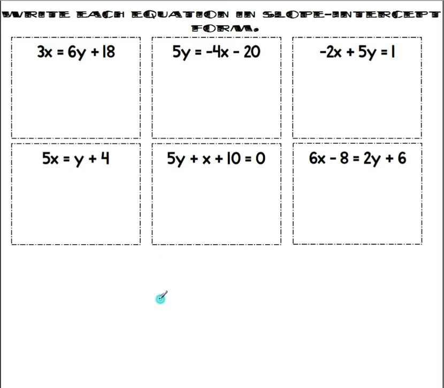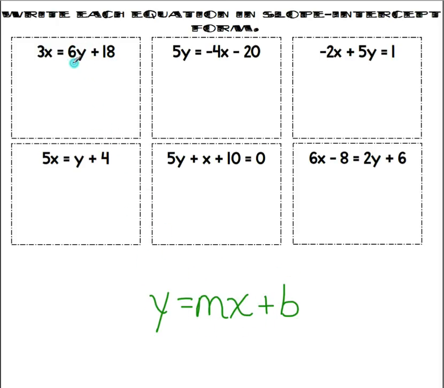Remember that slope-intercept form is y equals mx plus b, where m is our slope and b is our y-intercept. When we convert these equations into slope-intercept form, our goal is to get y by itself on the left side of the equation. When we were working with standard form, we wanted our x and y terms on the same side, so our focus is changing, and we're going to practice with that.